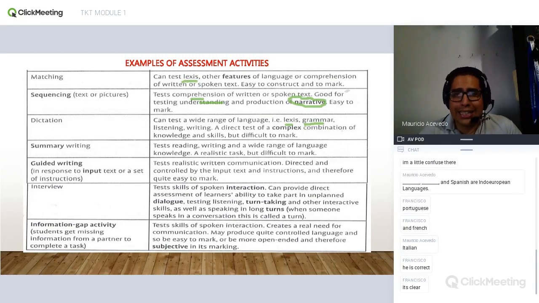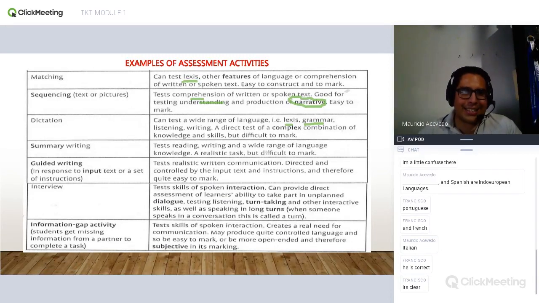So this is a test of realistic written communication directed and controlled by the input text and instructions, and therefore quite easy to mark. It is easy to mark because it's guided. You know what you want to have, you know what you want to see in the results. But anyway, sometimes it can be a little bit difficult too.